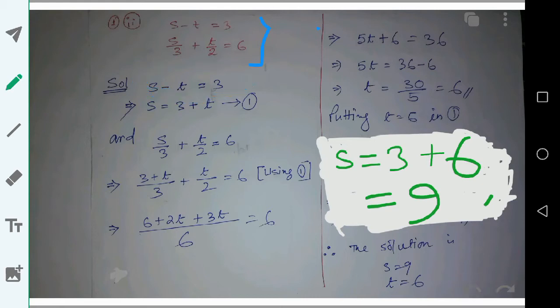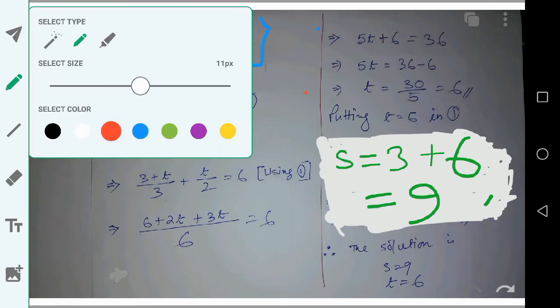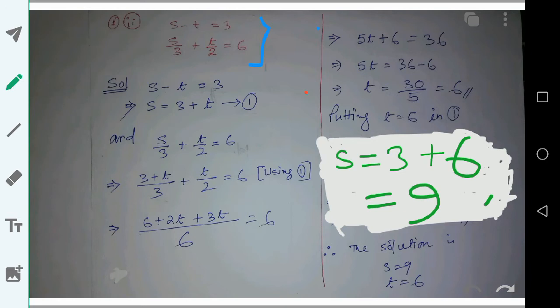Let me choose another color, that will be better. Now you see, let me express this one as a value of s. So here s is equal to 3 plus t. Suppose this is equation number 1. Then in the next equation there is s by 3 plus t by 2 is equal to 6.